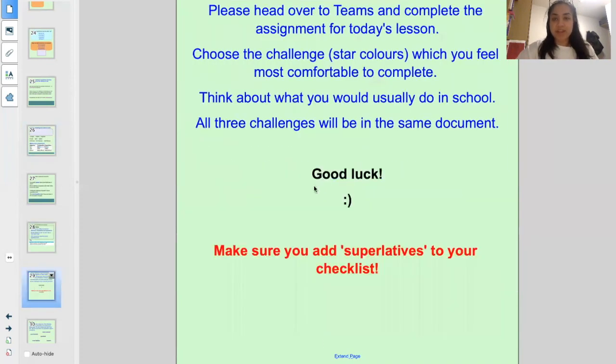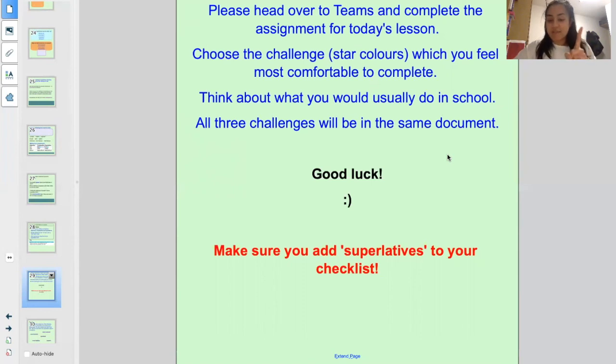Okay, brilliant. So can you head over to Teams and complete the assignment for today's lesson? Make sure that you choose the challenge. There'll be star colours, bronze, silver or gold, that you feel most comfortable to complete. So think about what you would usually do in school. And all 3 challenges will be in the same document. So if you are doing the gold challenge, you will have to scroll all the way to the bottom and it will be there. And also with the silver, you'd have to scroll down and it will be there. You'll see the coloured stars.